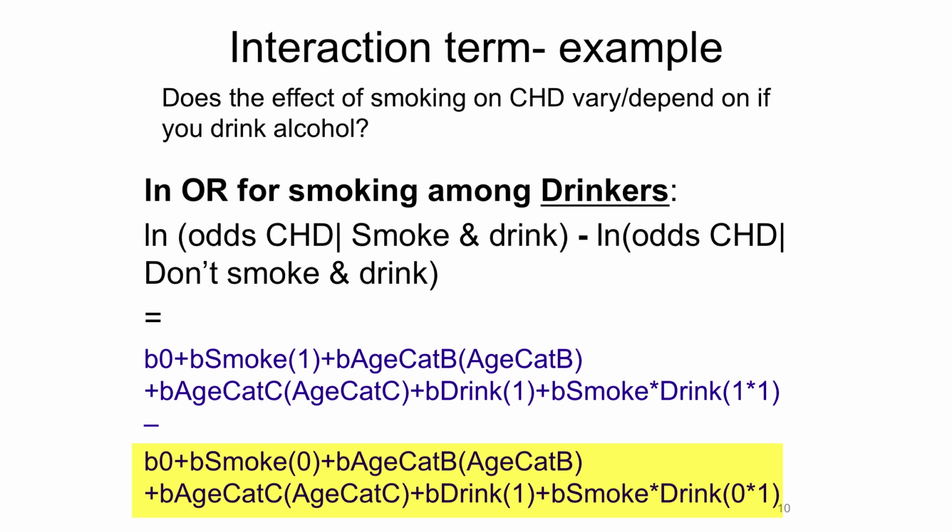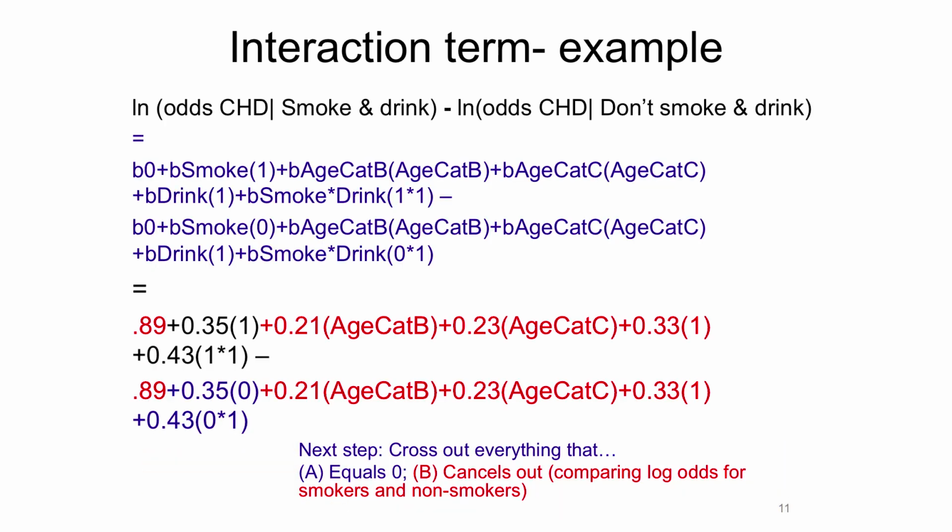We can see that this gives us a value of 0 for our interaction term, since 0 times 1 equals 0. So now that we have the full equation, we can insert our coefficients from our output into the equation. Once we've done this, the next step is to compare the log odds equations for the smokers and non-smokers. We'll want to scratch out everything that equals 0, or is the same, comparing the log odds for smokers and non-smokers, and therefore cancels out.